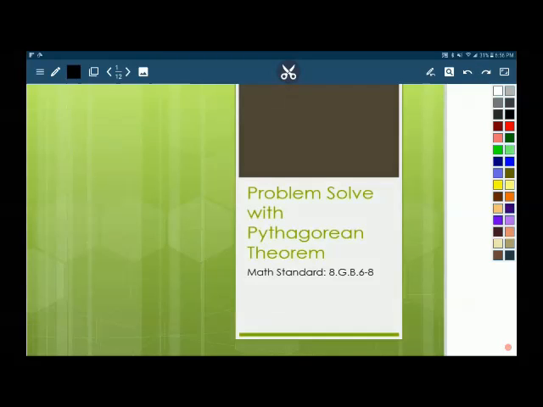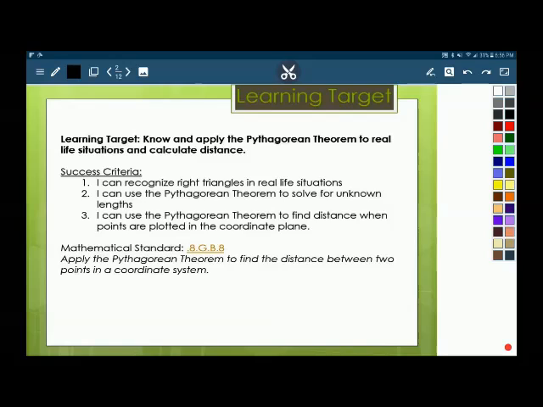Hey guys, welcome back. We're going to continue working with the Pythagorean Theorem today. We're just going to try to find those right triangles in different real-life situations so that we can find unknown lengths. So our learning target today is again to know and apply the Pythagorean Theorem, but this time to real-life situations, and also calculate distance specifically in the coordinate plane.